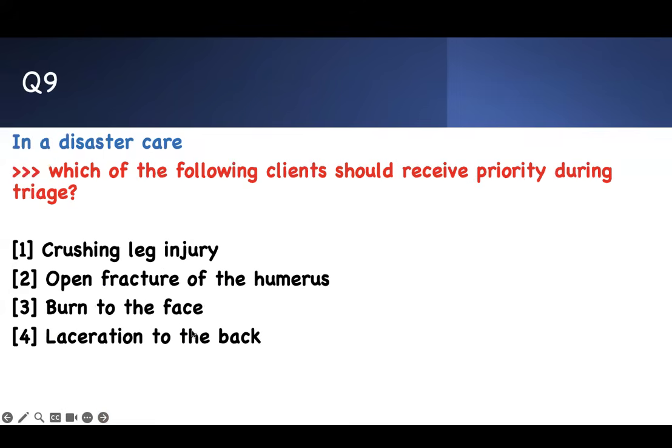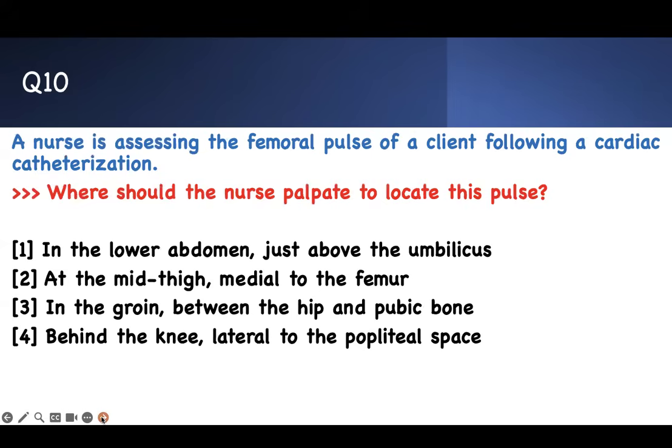In a disaster, which of the following clients should receive priority during triage? A, airway, breathing, circulation. But I said pay attention. Don't just follow that. Look at the situation. Crushing of your leg is hemorrhage, right? Open femur fracture is also hemorrhage. Burn to the face, airway problem. Laceration to the back, some wound problem. Who needs to be seen? Number 3 is burn to the face. Therefore, is in trouble.